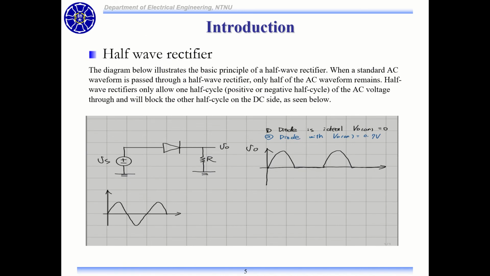And let me introduce the half-wave rectifier. The diagram below illustrates the basic principle of half-wave rectifier. When a standard AC waveform is passed through a half-wave rectifier, only half of the AC waveform remains. Half-wave rectifier only allows one half cycle, positive or negative half cycle of the AC voltage, through, and will block the other half cycle on the DC side, as seen below.